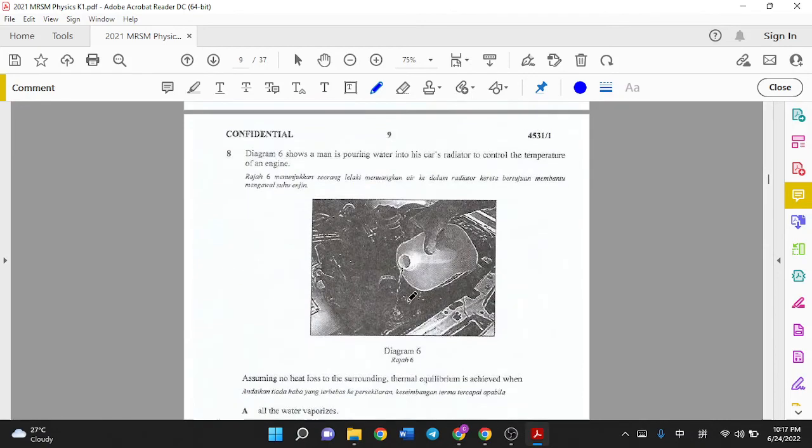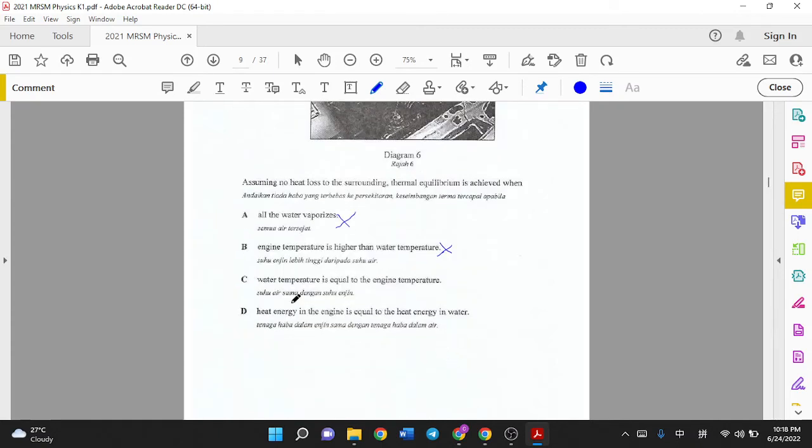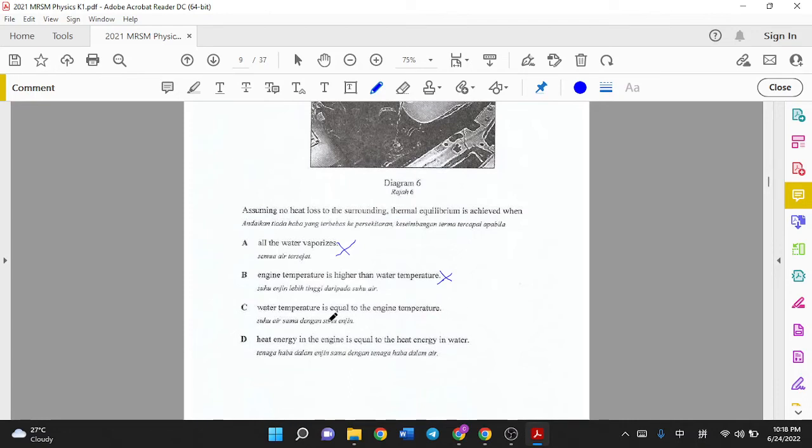Okay, next, number 8. Diagram 6 shows a man pouring water into his car's radiator to control the temperature of an engine. Assuming no heat loss to the surrounding, thermal equilibrium is achieved when all the water vaporized. No. Engine temperature is higher than water temperature. No. Water temperature is equal to the engine temperature. Yes, the answer should be C.